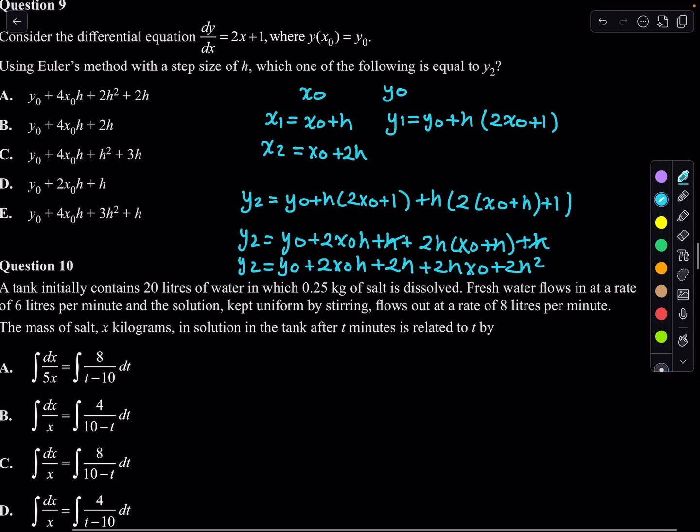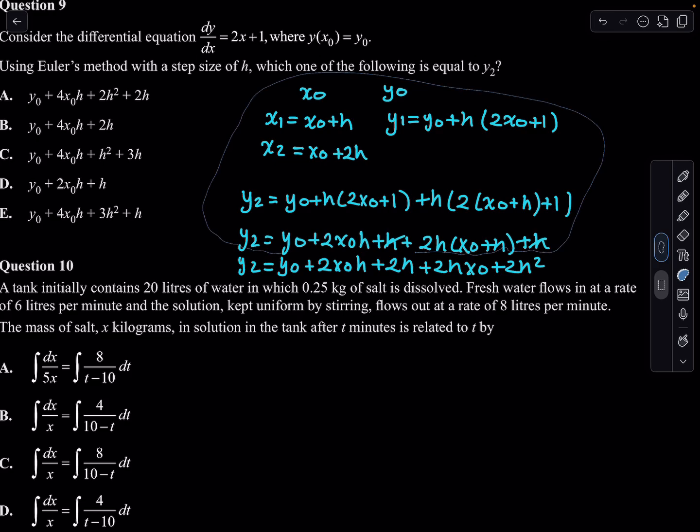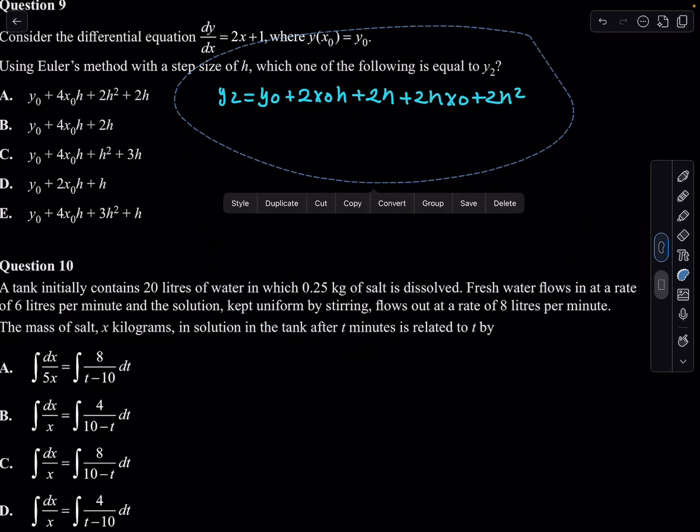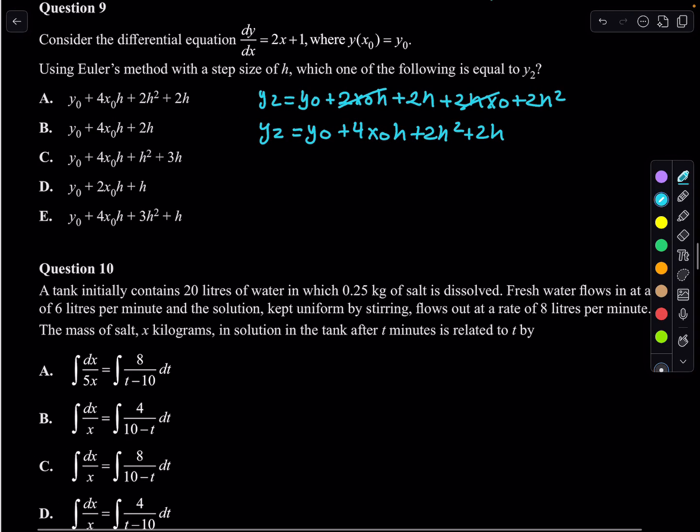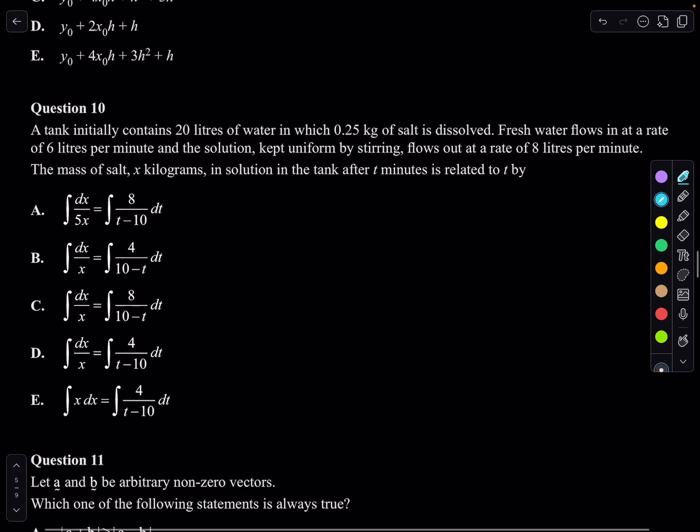And so let's see if we can cancel. Let me just rub this all out. This part here I don't want anymore because it's taking up space. Okay, we get this little expression over here. So y2 is equal to y0, add these up, which is plus 4x0h. So these cancel out. Plus 2h squared plus 2h, which looks like 9a. Okay, perfect.